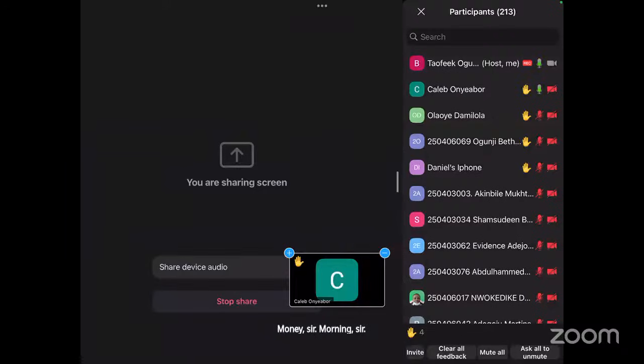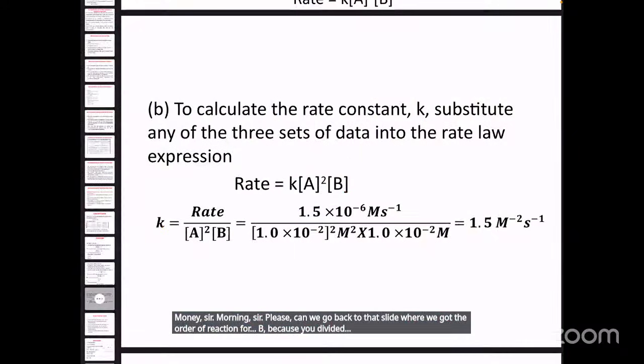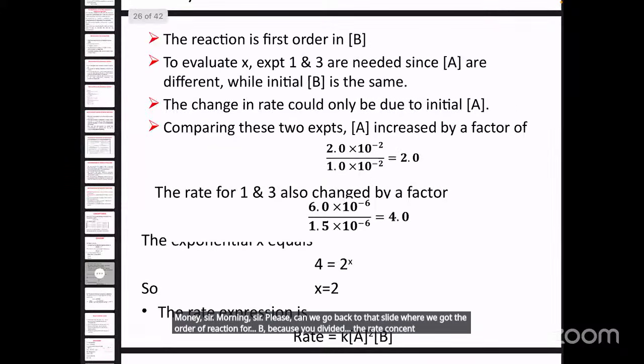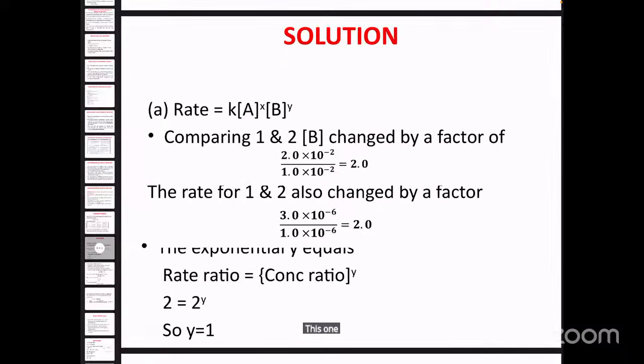Please, can we go back to that slide where we got the order of reaction for B? Because you divided the rate, the concentration, this 0.2, and the 0.1 and the 1.0. Where did we get it from in the table? This 2 exponential minus 2 and 1 exponential minus 2. Where did we get those values from the table? Hold on. Which one are you talking about, where we calculated the order for B, right? Yes. Where did we get those values?